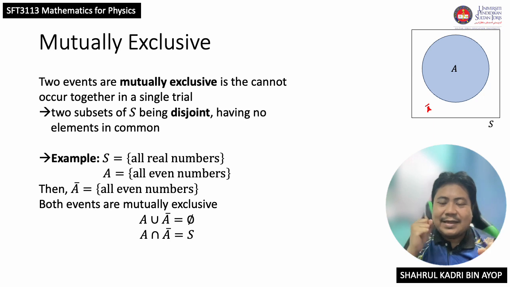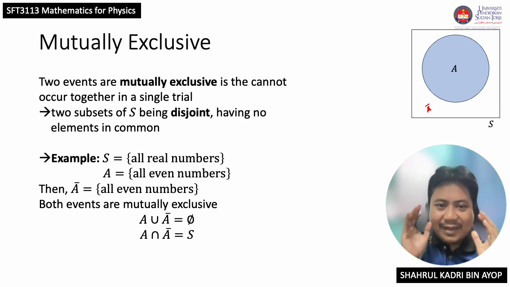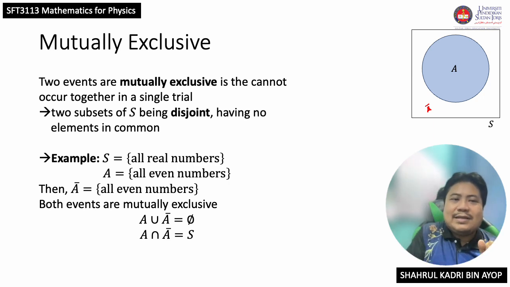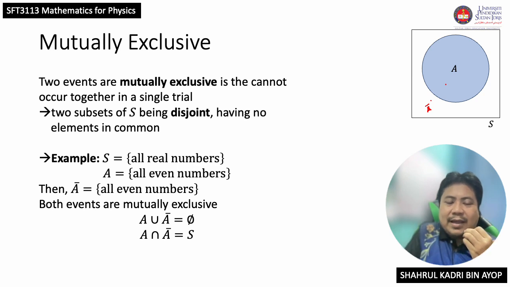So that means the events of even number and odd number cannot happen at one time, right? That is what is called "cannot occur in a single trial." Or we can say that A and A prime are disjoint, having no elements in common. So that is what I said here.